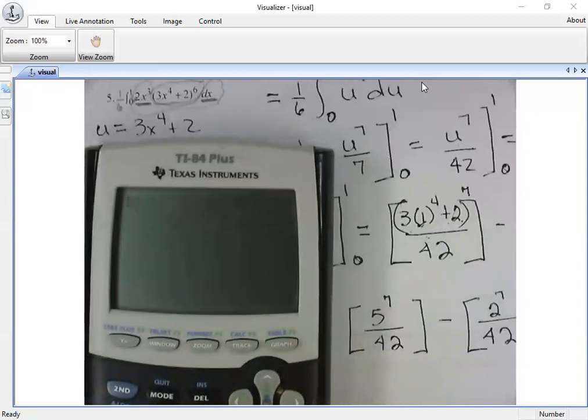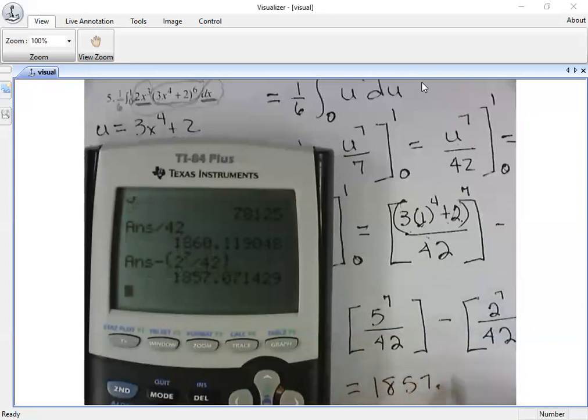If I put in 5 to the 7th, divided by 42, and then I subtract, and in parentheses, I'll put 2 to the 7th, divided by 42. I'm getting about 1857.07 if I went to the nearest hundredth.